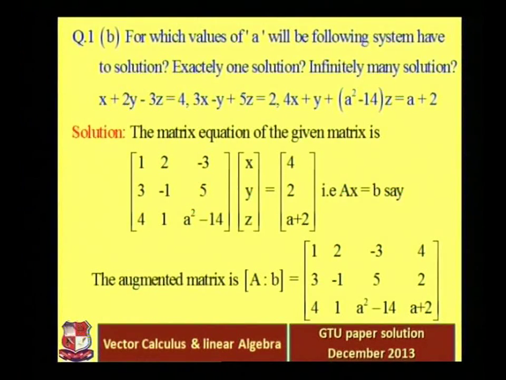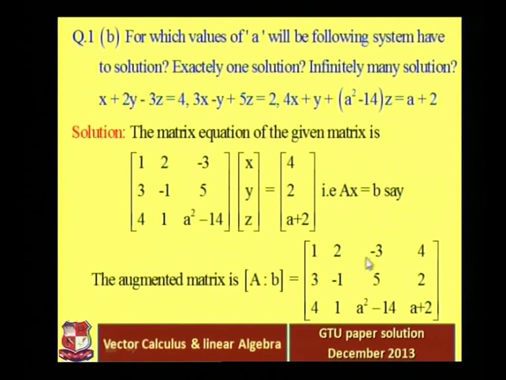The question is, for these three equations, for which values of a will the following system have two solutions, exactly one solution, or infinitely many solutions, or no solutions. So first of all we are converting this matrix into a row echelon form, and let's see how to solve this matrix into a row echelon form.